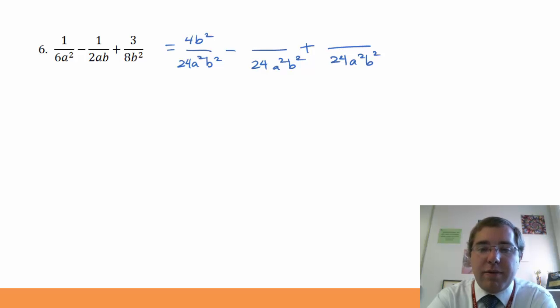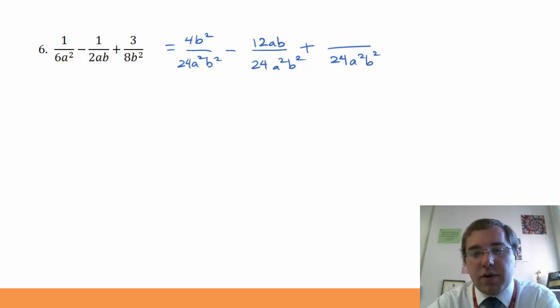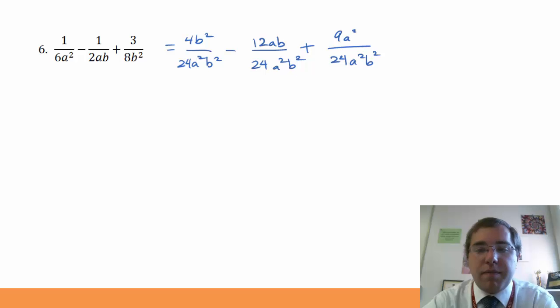What do we multiply 2ab by to get 24a squared b squared? We multiply the 2 by 12. Then we need to multiply by an a and a b. So we get a squared and b squared. So we multiply 1 by 12ab, and we just get 12ab. What do we multiply 8b squared by to get 24a squared b squared? We multiply by 3a squared. So we multiply the 3 that we already have up there by 3a squared, and we get 9a squared.